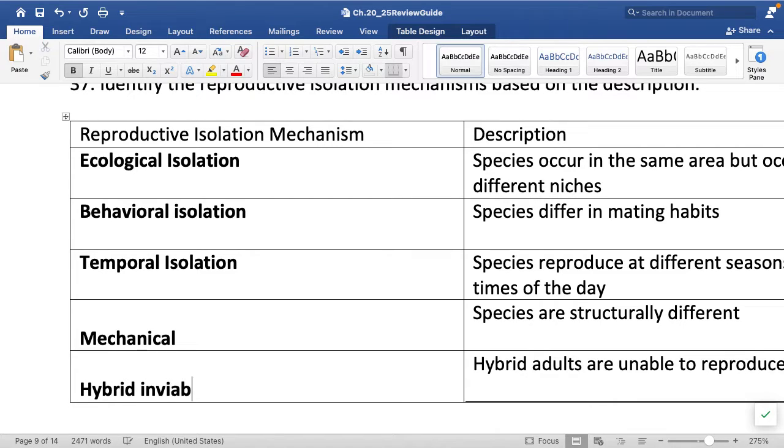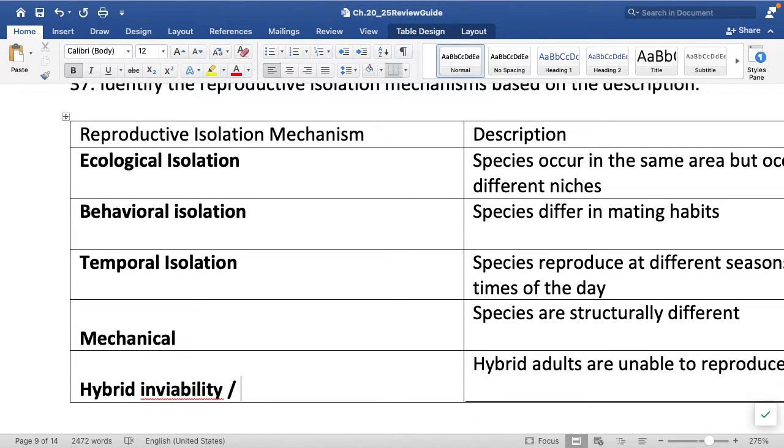What's the difference between ecological and geographical isolation? Is geographical isolation one of the reproductive barriers? I don't think it is. This ecological one's in the same area. Isn't there like a table? Page 442 in your books.